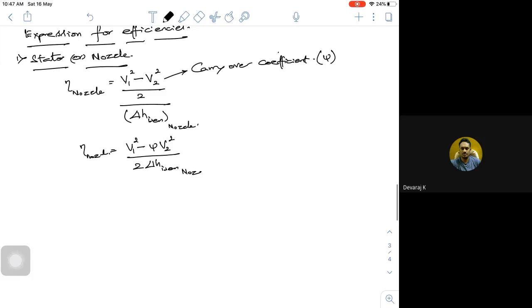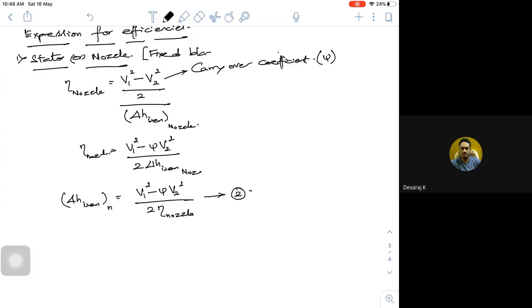Or if I want it in terms of isentropic enthalpy drop, I just do a little bit of cross multiplication. So delta H isentropic in the nozzle is equal to V1 square minus psi into V2 square divided by 2 into your nozzle efficiency. Let me call this expression number 2. So this is considering only the nozzle, or fixed blades. Few books call this fixed blades.